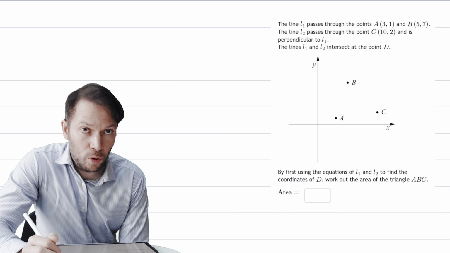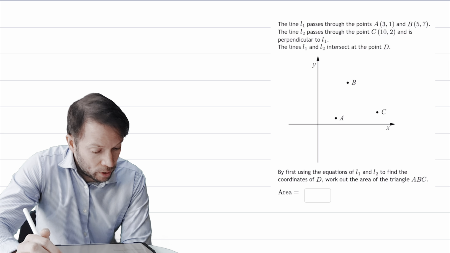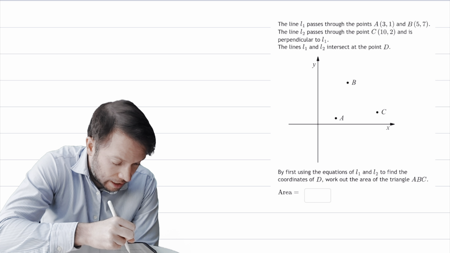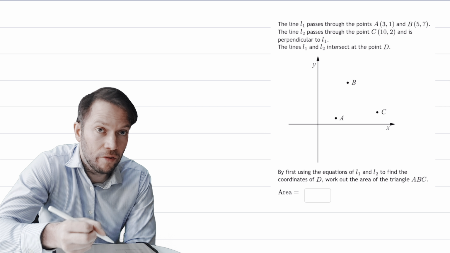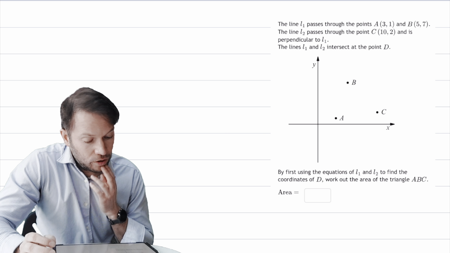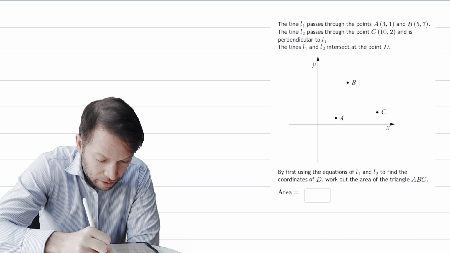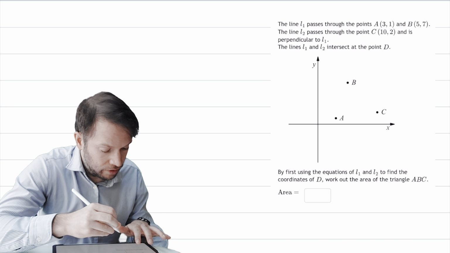Hi, in this final equation on equations of straight lines in point-slope form, we're going to take 3 points and we're going to try and find the area of that triangle, basically. So it's given us some guidance here and sort of guide us how we might want to do it. Let's put the information on the question first.